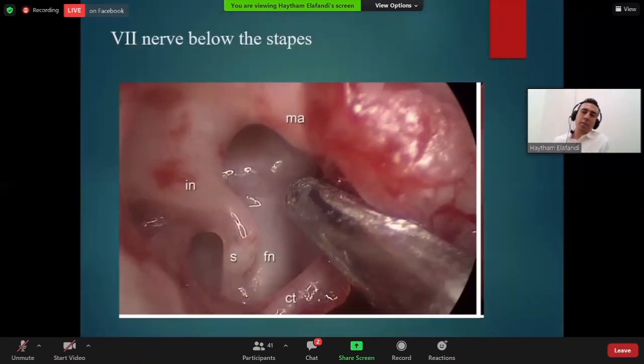Here is one of the anomalies. For the time, I got only one picture for the anomalies. Here we see the facial nerve below the stapes. Look at the stapes here. This is superior, this is inferior, anterior, posterior, and here is the stapes. Look at the facial nerve. It's below the stapes. Sometimes it's branching, sometimes it's prolapsing all over the stapes. We have to take care of these anomalies. This is the facial nerve passing below the stapes.